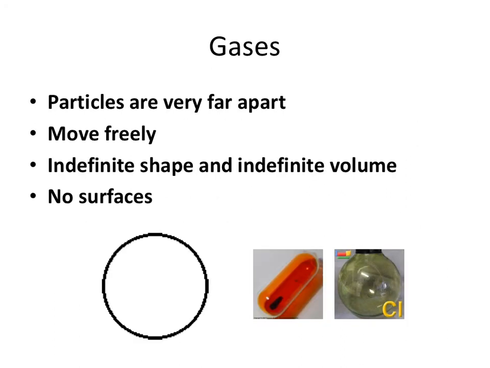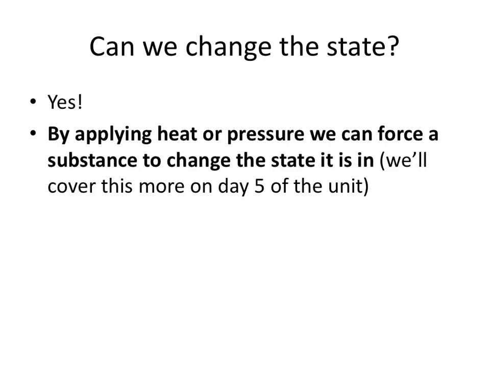All right. And then we have gases. These particles are very far apart. In fact, there's nothing shown in this box compared to the other slides where they're more together because it'd be like one gas particle and then it's gone. They move very freely. They have indefinite shape and indefinite volume, and they have no surfaces. And here's a couple of examples of gases down here.